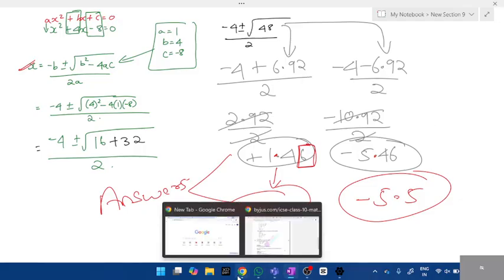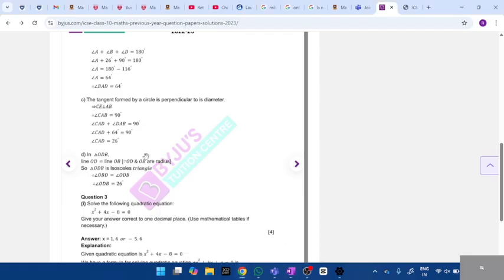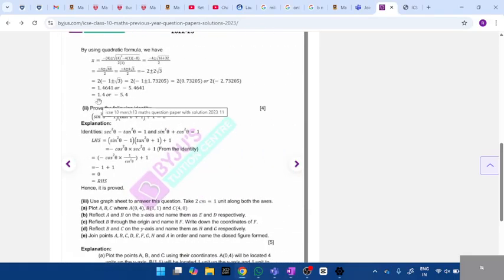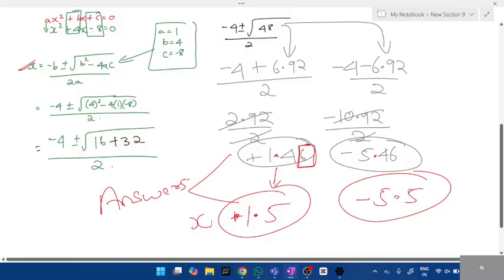Let's check the completed. All of you all done? We'll check the answer. What's the answer given here? 1.4 or, what's the answer, students? 1.4 or minus 5.5. What did we get? 1.4 or minus 5.5. Okay, 1.5 and minus 5.5. Both are correct. You write any one, you'll get marks for both the answers.